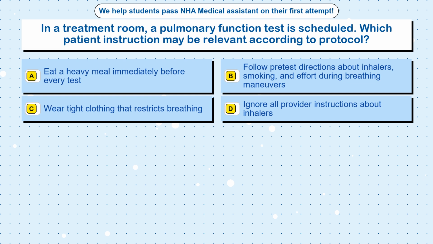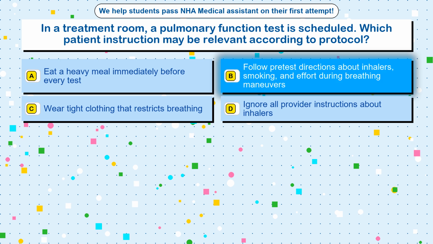Question 74. In a treatment room, a pulmonary function test is scheduled. Which patient instruction may be relevant according to protocol? Option A. Eat a heavy meal immediately before every test. Option B. Follow pre-test directions about inhalers, smoking, and effort during breathing maneuvers. Option C. Wear tight clothing that restricts breathing. Option D. Ignore all provider instructions about inhalers. The correct answer is option B.